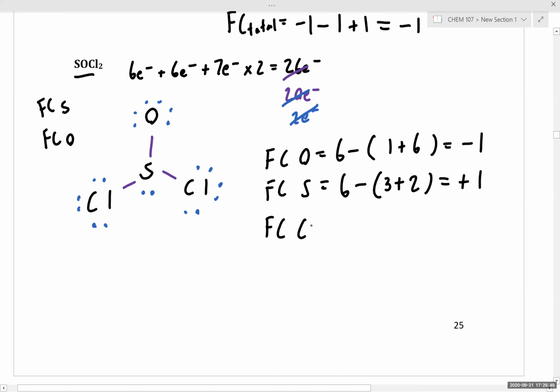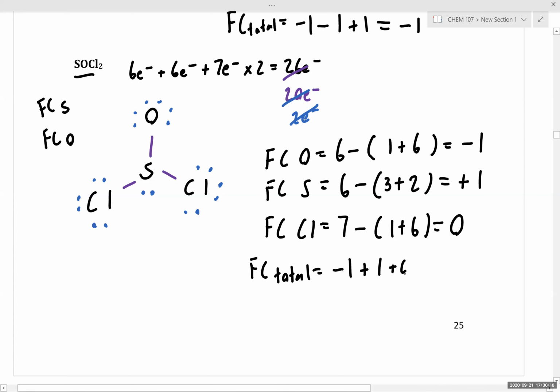Finally, just for completeness' sake, we can calculate the formal charge of chlorine, which is equal to our group number of 7 minus 1 bond and 6 lone pair electrons, giving us a formal charge for chlorine of 0. As we see, the formal charges of all of our atoms add up to the total charge of our molecule. So when we take -1 plus 1 plus 0, that gives us a total formal charge of 0. So we apply our formal charge assignments, and we've completed this Lewis structure with formal charges assigned.